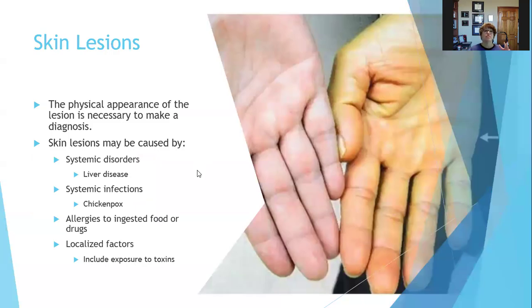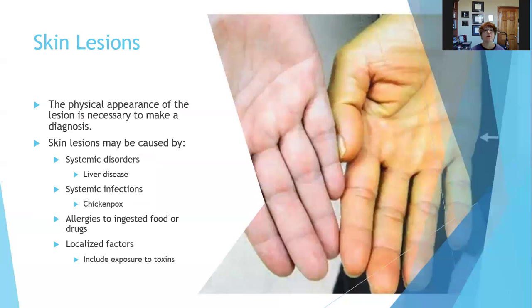So skin lesions, this is a good segue right into skin lesions. The physical appearance of the lesion is used to make the diagnosis. Lesion doesn't necessarily mean one little spot. It can also be the appearance of your skin, the look of your skin.